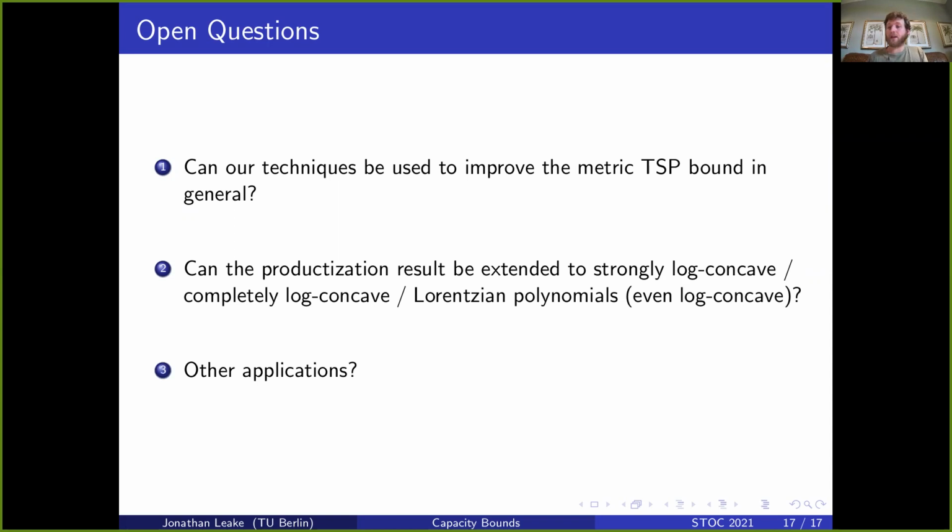And last, are there other applications? We had this bound for matrix scaling, which is a very well studied problem. But are there similar quantities that one can bound using the same type of techniques? And that's it.